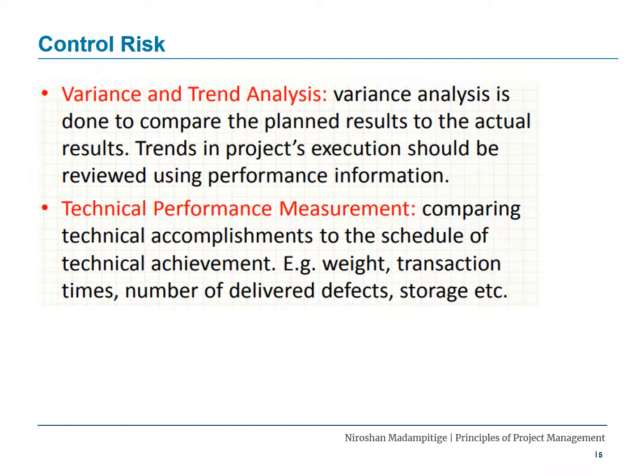Variance and trend analysis. Variance analysis is done to compare the planned results to the actual results. Trends in project execution should be reviewed using performance information. Technical performance measurement: comparing technical accomplishments to the schedule of technical achievement. Examples are weight, transaction times, number of delivered defects, storage, etc.